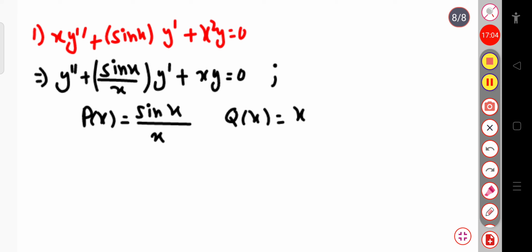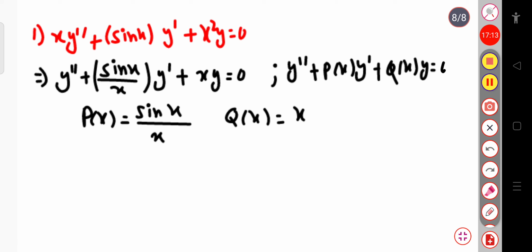Okay, so if you compare that with the original equation, that is the general form, y double prime plus p of x into y prime plus q of x y equal to 0. This is your general form of the second order differential equation. So now if you compare, you will get the p of x and q of x values as this. Now you have to check.